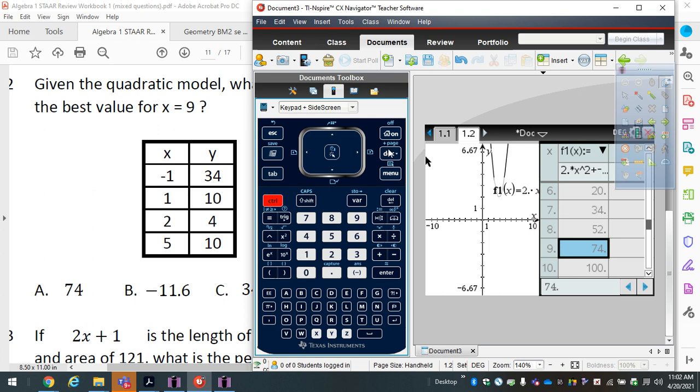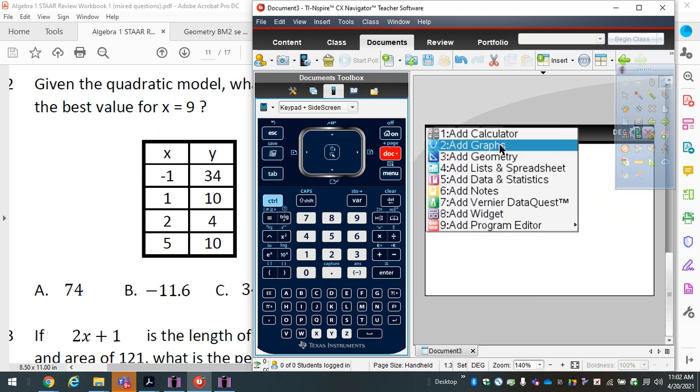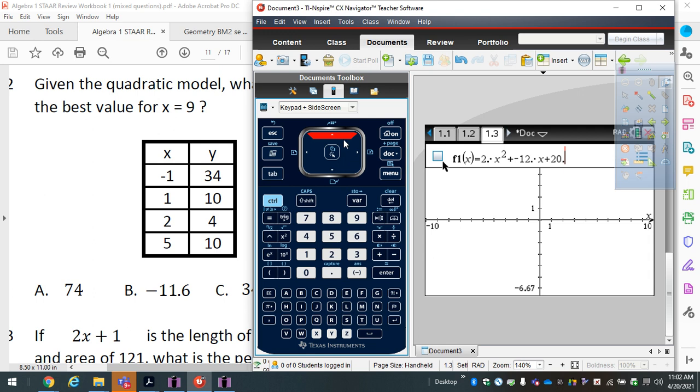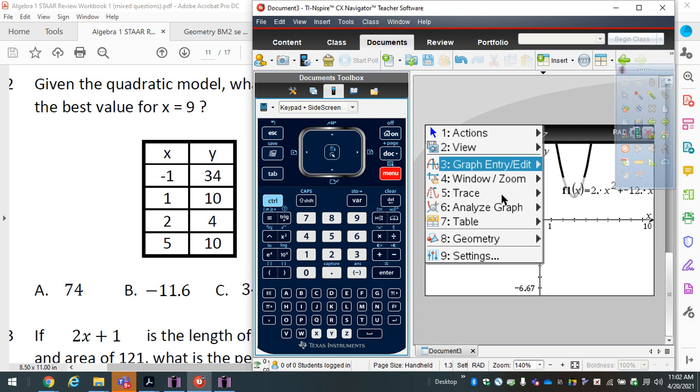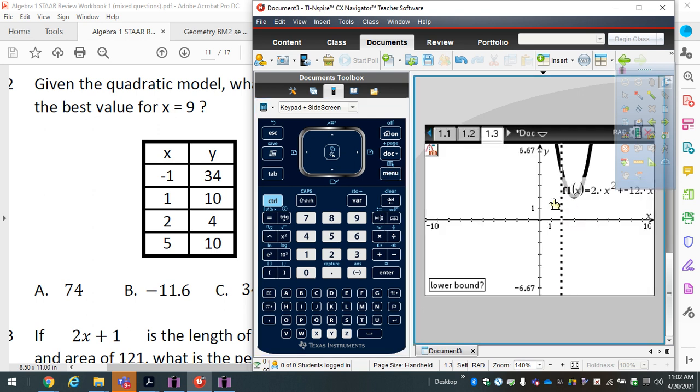Control document. You see right there, it's the first page. You add a graph. See, it's on 2. If I press up, it's adding that one from the other one I did. Now, several ways. I know that's the minimum. I know it goes down. So in analyze graph, I found the minimum from here to here. Oh, I didn't. I actually found it when x was 9, right?